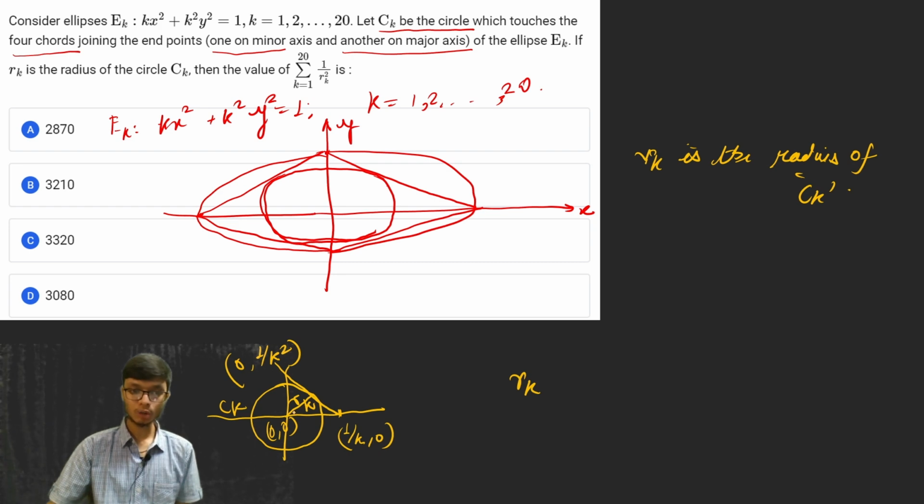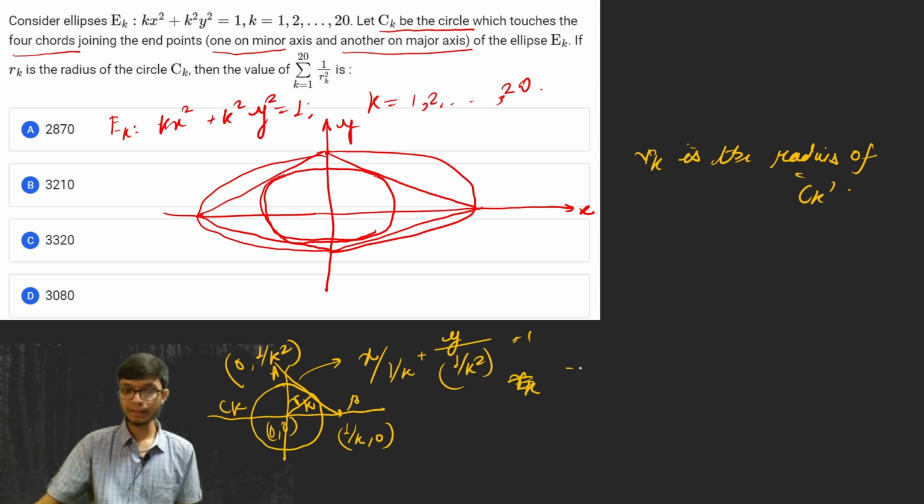So I just have to take the perpendicular distance of 0 comma 0 from this particular straight line. This straight line will have an equation, so let me firstly form the equation of the straight line. The equation of this line will be x by 1 by k plus y by 1 by k square is equal to 1.